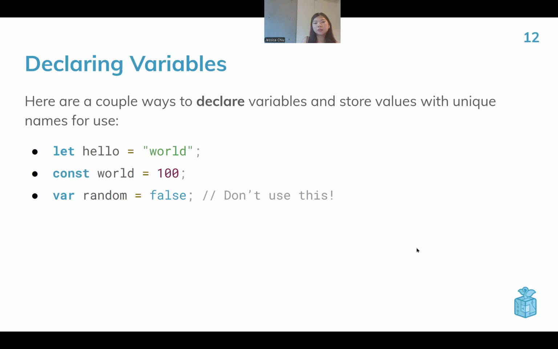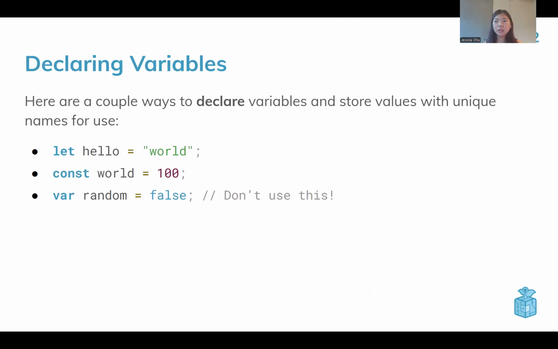Okay, declaring variables. There's a couple of ways to declare variables using different keywords. The most common one, and the one you'll use most often, is going to be let. If you want to make a variable that you have the ability to reassign later, you can use let before the variable name, then equals, and then whatever you want to set it equal to. Another one is const.